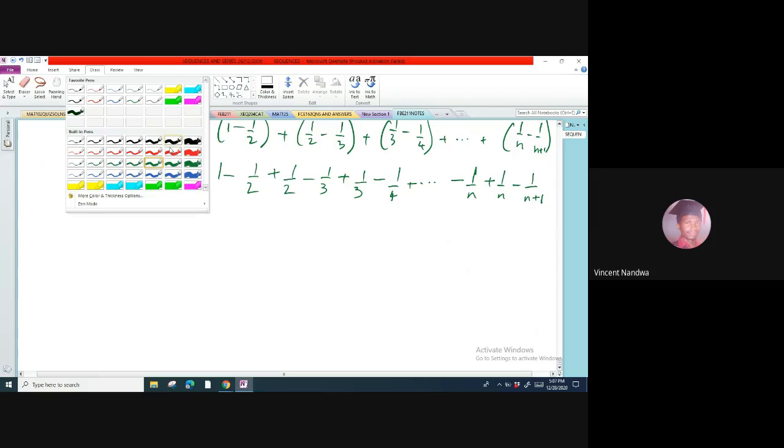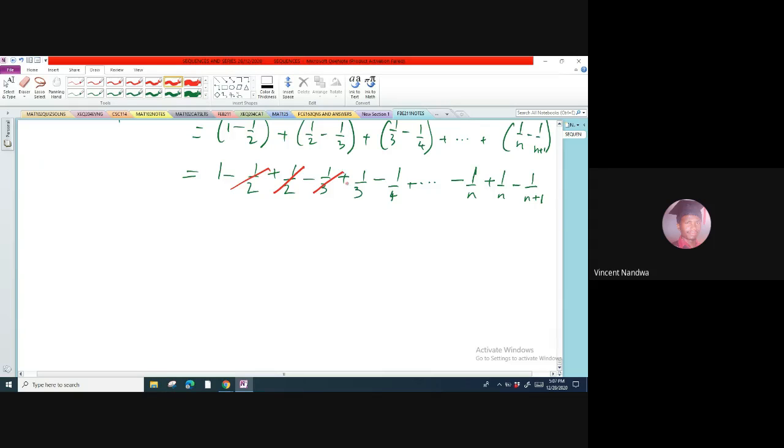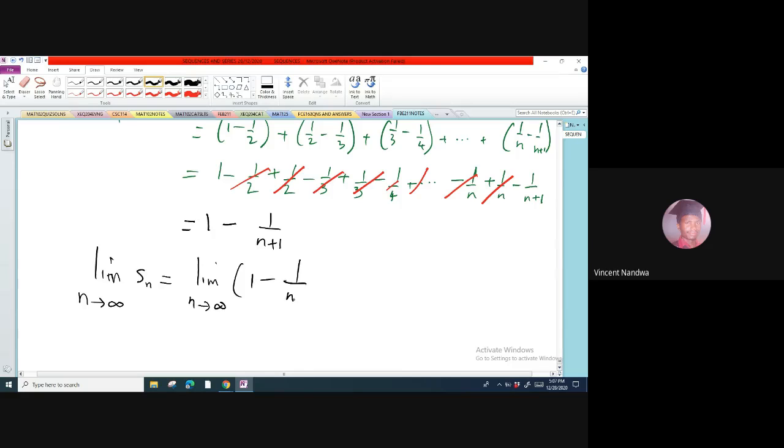So you see that some terms will cancel here. This and this, this and this. We are sure that we'll get a positive here, this and this. So therefore we remain with 1 minus 1 over n plus 1, and then limit as n approaches infinity of Sn equals limit as n approaches infinity of 1 minus 1 over n plus 1. And if you work it out, you get 1.